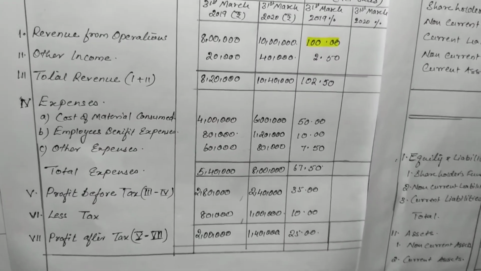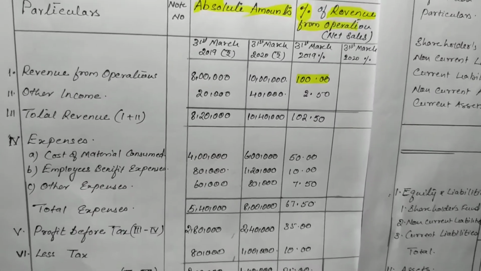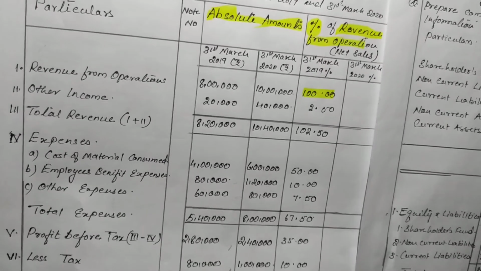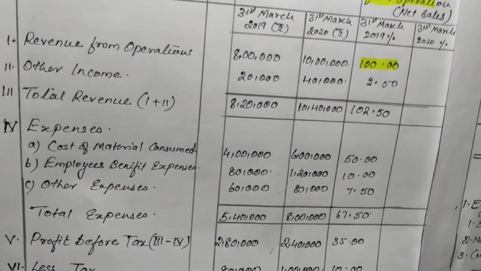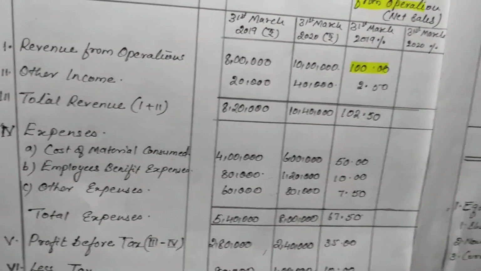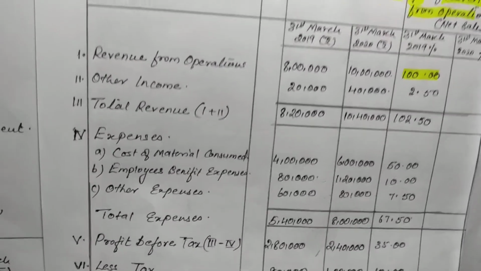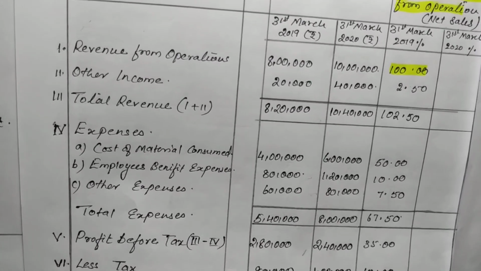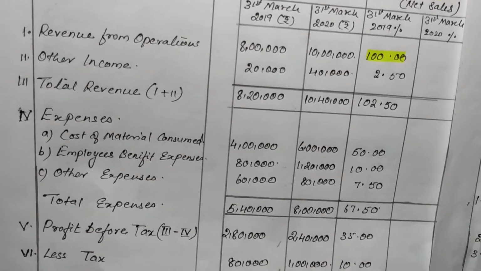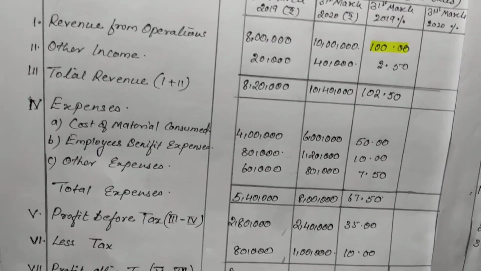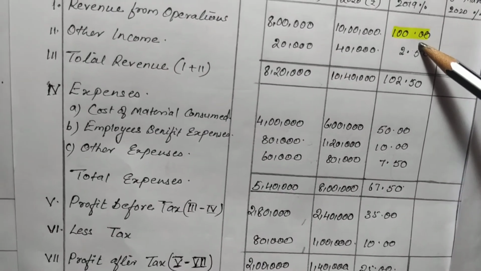Okay, so here what we have to do is find out the percentage of each and every item, taking revenue from operation as a base. You have to remember that in the common size statement of profit and loss, revenue from operation is your base. So we'll consider it as 100.